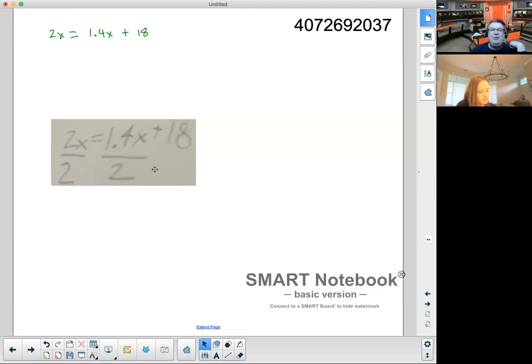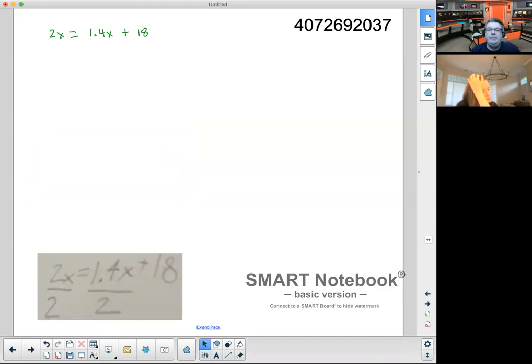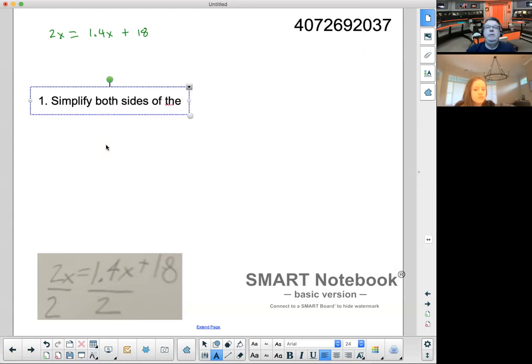Okay, I'm glad you showed me this because this is a common error. So the rule, okay, so let me just write down quick the rules for solving an equation. So first, one, simplify both sides of the equation.